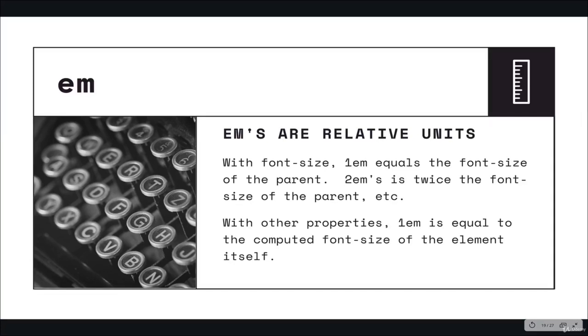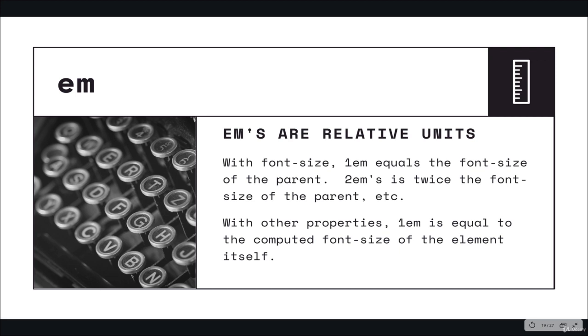Next up, we have two units we have yet to cover, EMs and REMs. It's spelled EM, but it's pronounced "M." As far as I can find, it's an old term from before CSS that has to do with the width or the height of the uppercase letter M in typography. Anyway, I've always heard it as M, so there we go.